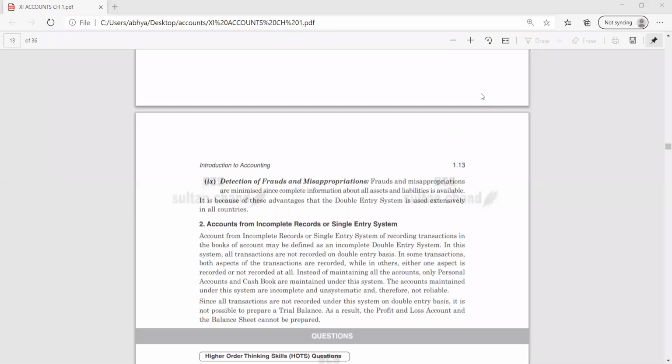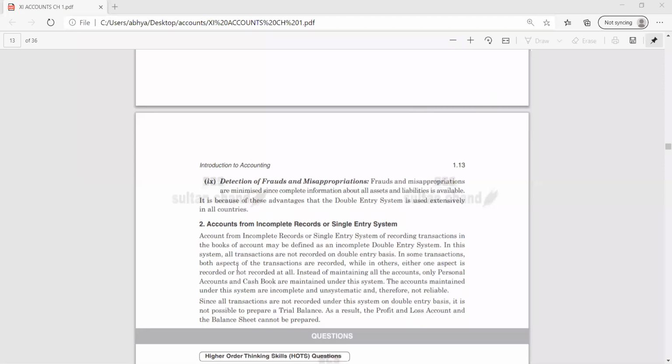But sometimes students may assume that since its name is single entry system, it means only one entry will be made. No. I told you earlier also, it's a misconception. Two entries may be passed, one entry may be passed, or no entry at all, no recording of the transaction.